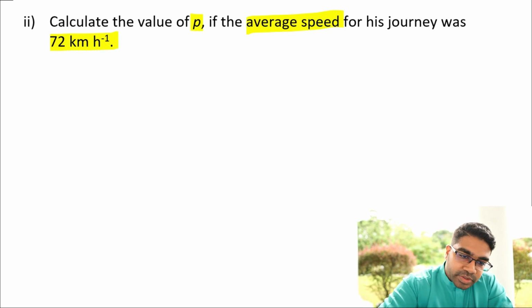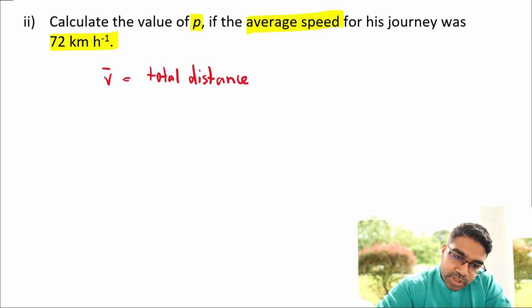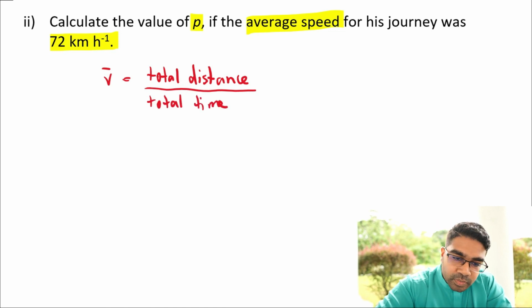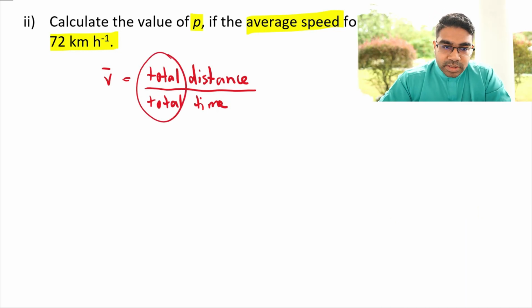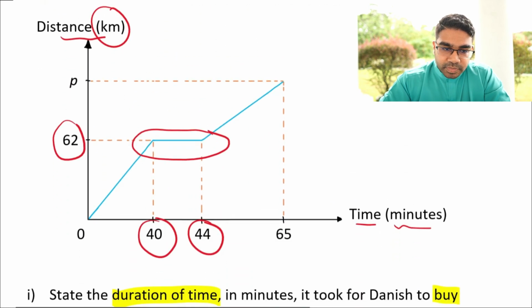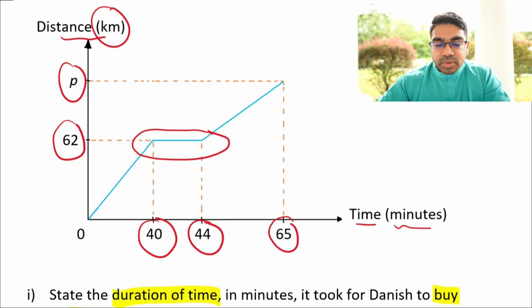The formula for average speed: average speed is equal to the total distance, or the whole journey, over total time. The key word for average will be total. So let's substitute the values inside. The total distance for the journey, when we go to the graph, this is the total distance, P. And the total time is 65. So the average speed will be P over 65.